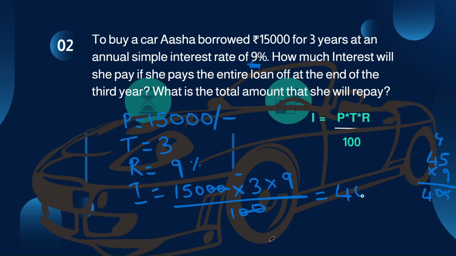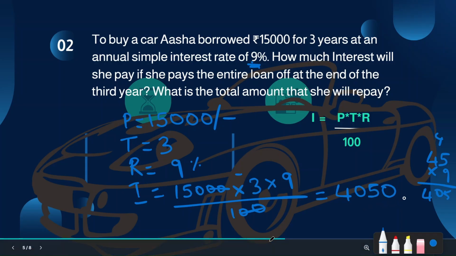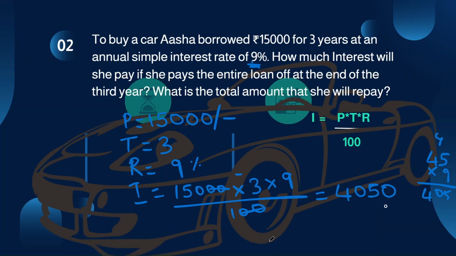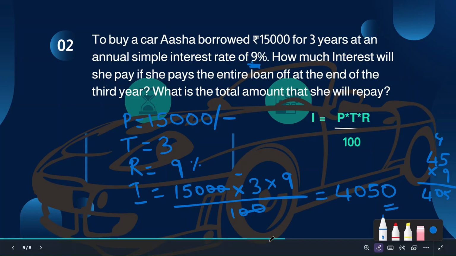Now 405 and this 0 will come. So 4,050 is the interest. When she pays, she has to add this amount to the 15,000. So how much does she have to pay back? 15,000, and along with that, this interest amount we found, 4,050, she should also pay back. That is equal to 19,050. That is the total amount she needs to pay back. Understood?